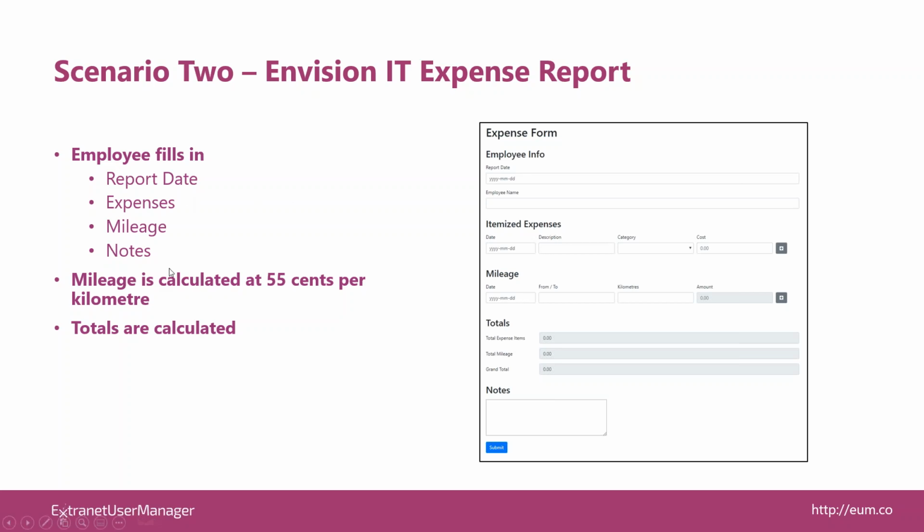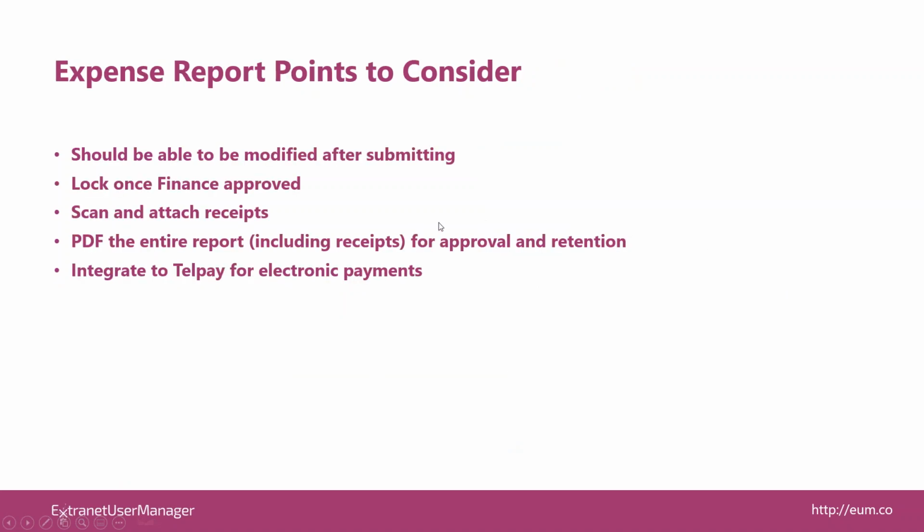So, they've got a number of fields that they need to fill in. We've got some mileage calculations, a number of cents per kilometer, some totals to auto-calculate, and then be able to submit that form. Now, this was a little different. We want to be able to modify it after submitting. Now, we haven't got there yet, but I'll talk about how we plan on doing it. We need to be able to lock it once it's finance approved so that you can't change an expense that is already being paid out from a finance point of view.